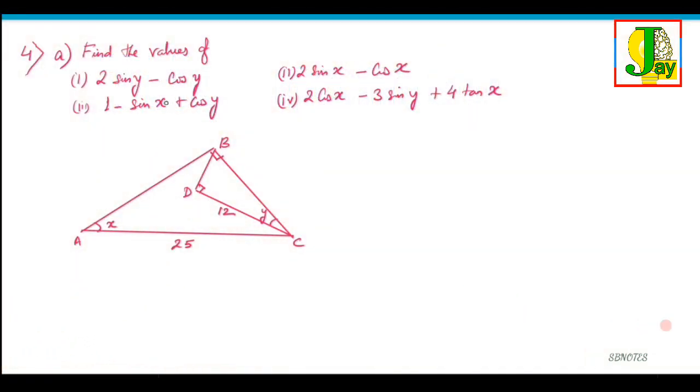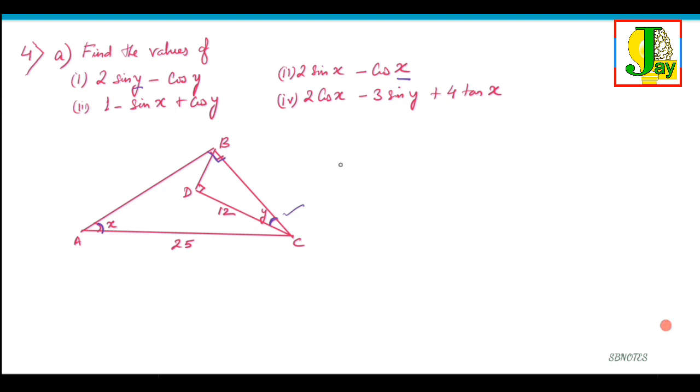Question: we're going to find the values of all this. Here we have angles x and y, so we need to find out all the ratios related to these two angles. So we need to find the right triangle. Angle x is in triangle ABC and angle B is 90 degrees, so we can use the ratios. And y is in triangle BDC, so we can again use all the relations related to this right angle triangle. Now let's start by finding all the sides first.